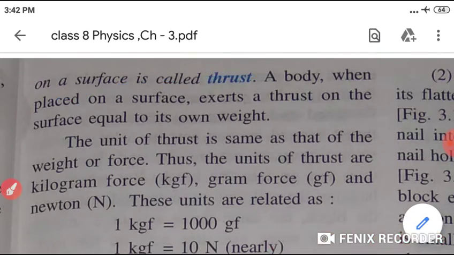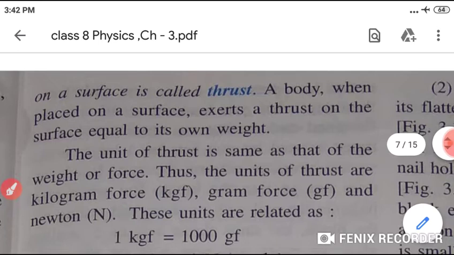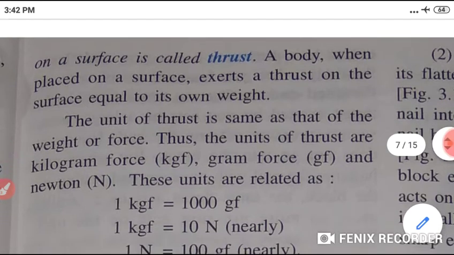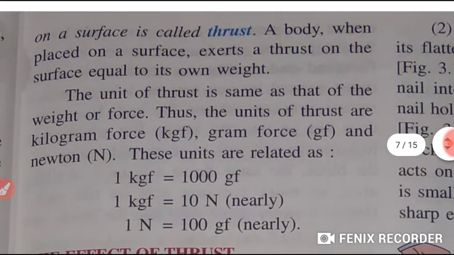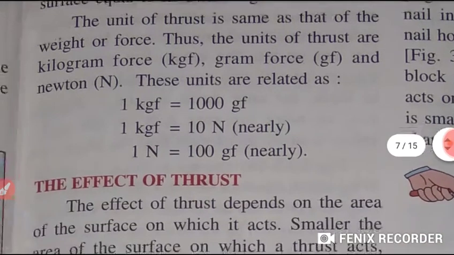A body, when placed on a surface, exerts a thrust on the surface equal to its own weight. So what is the unit of thrust, students? The unit of thrust is the same as that of weight or force. The units of thrust are kilogram force, gram force and Newton. How are they related? They are related as follows.